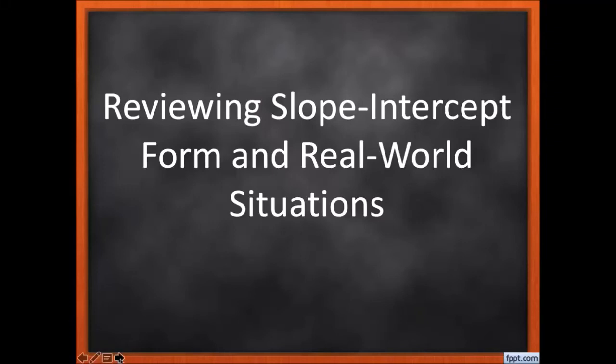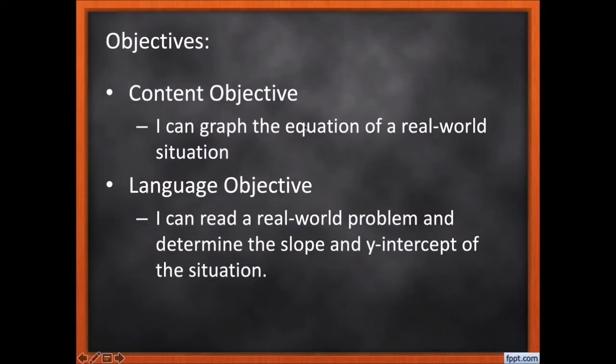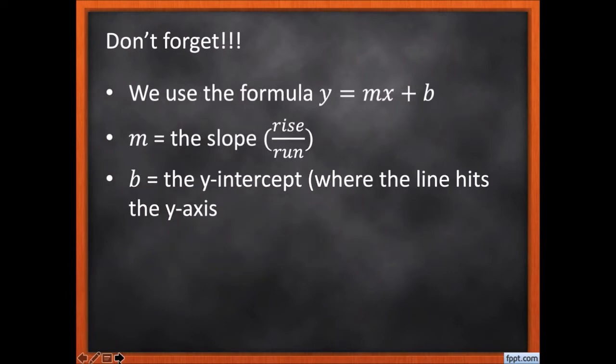So what you're going to be asked to do today is graph an equation of a real-world situation and read a real-world problem to determine the slope and the y-intercept. You already know how to graph the equations. We've done that before. Now, reading a real-world problem and determining the slope and y-intercept is the piece that you have not done. So as a reminder, hint, hint, hint, maybe you should write this down.